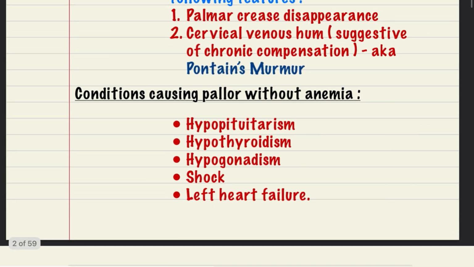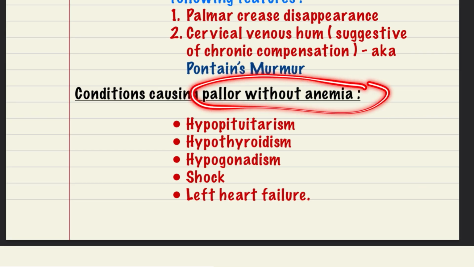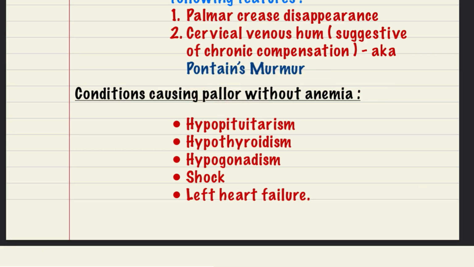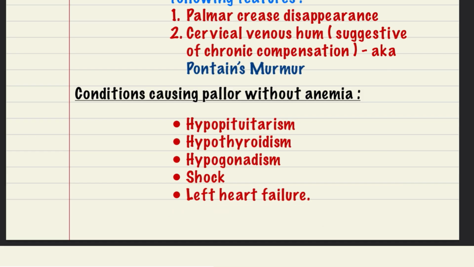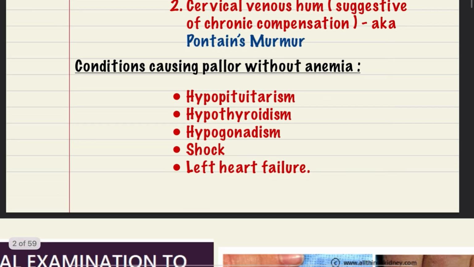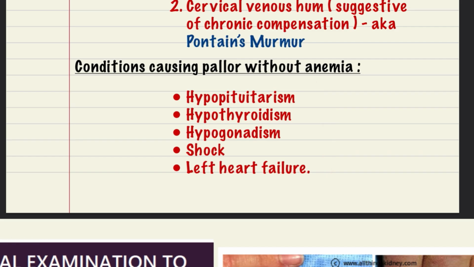But there are some conditions which are associated with pallor without anemia, because most likely anemia is causing pallor, but there are a few conditions which cause pallor other than anemia. Since these are exceptional conditions, they are frequently asked by the examiners. The first condition is hypopituitarism, second is hypothyroidism, then hypogonadism, shock, and left heart failure. Obviously in left heart failure and shock, you understand that the blood circulation is less, so pallor is there. Same in the case of hypothyroidism and other conditions also. So these are the conditions in which anemia is not present, still pallor can be seen.